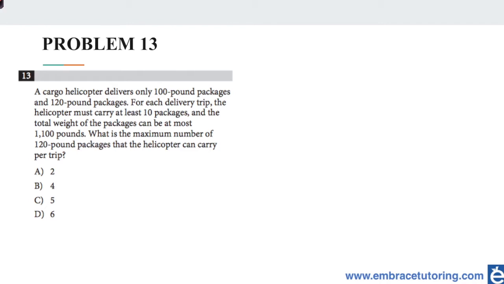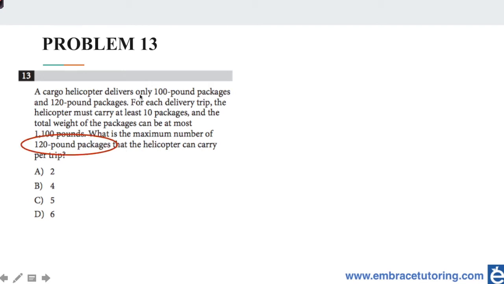Problem 13 states that a cargo helicopter delivers only 100-pound packages and 120-pound packages. For each delivery trip, the helicopter must carry at least 10 packages, and the total weight of the packages can be at most 1,100 pounds. What is the maximum number of 120-pound packages that the helicopter can carry per trip?